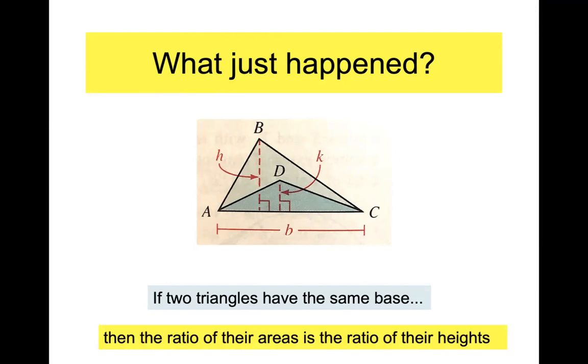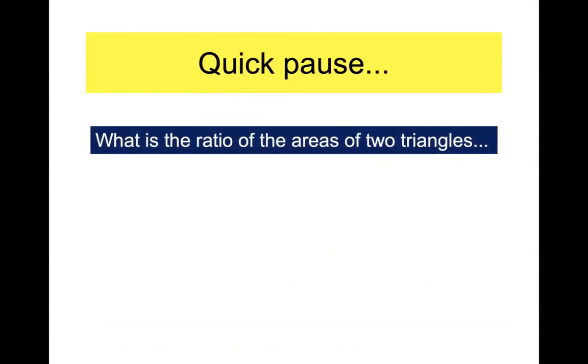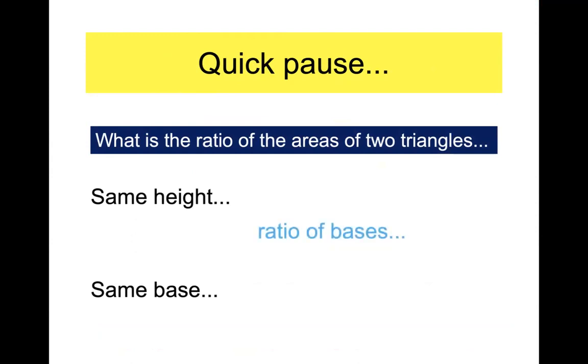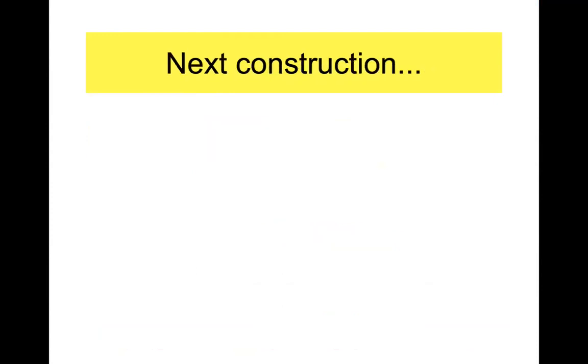So if the words seem a little jumbled together, let's put them all on one page. Quick pause on that. So what is the ratio of the areas of two triangles? Well, if they have the same height, then it's going to be the ratio of their bases. If they have the same base, then it's going to be the ratio of their heights. We haven't written any of this down, but we will in just a second. We've got one more construction to do.